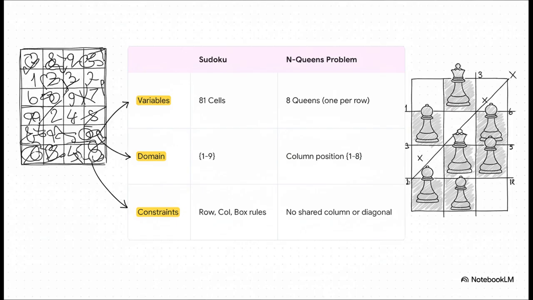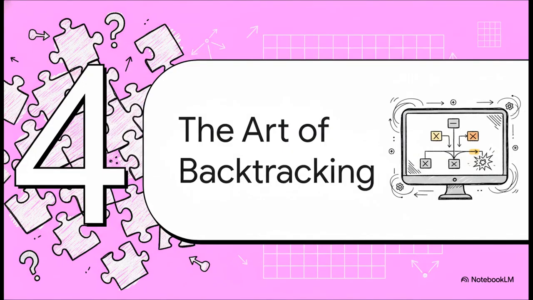No two queens can be in the same column or on the same diagonal. It's the same structure: variables, domains, constraints. Okay, so we have this universal language to describe these puzzles. But that doesn't tell us how the computer actually finds the solution. That's where this really elegant search strategy called backtracking comes in.